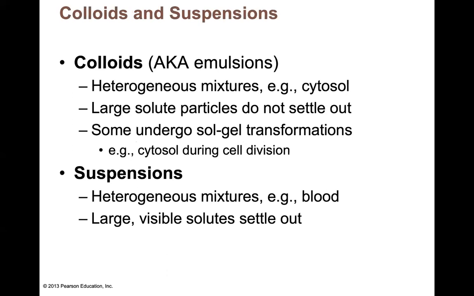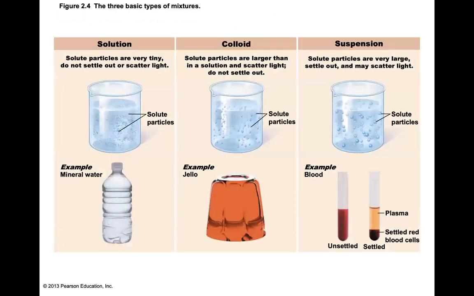Colloids, or emulsions, are heterogeneous mixtures. For example, this would be the cytosol, which is the solution we find inside the cell. Large solid particles do not settle out. Some undergo solid to gelatinous transformations. And then suspensions are heterogeneous mixtures such as blood, with large visible solids, which do settle out. And here you can see the difference between a solution, colloid, and a suspension.